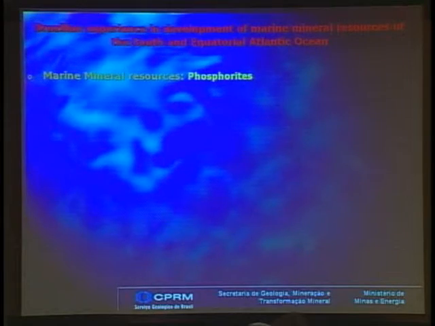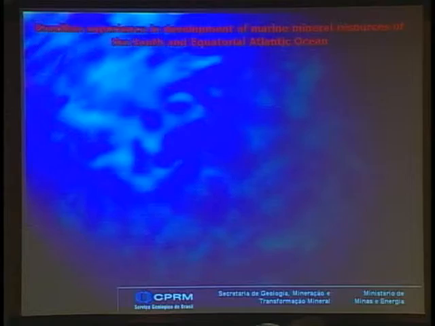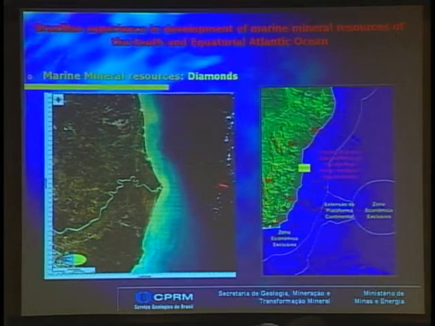Next one. The phosphorites are used mainly for agriculture as fertilizer and soil correction, animal food, the chemical industry, and the pharmaceutical industry. Next.